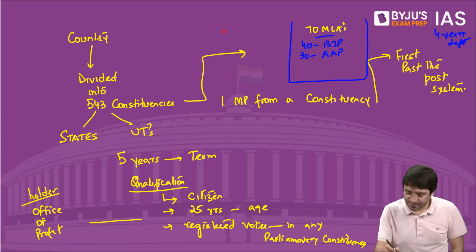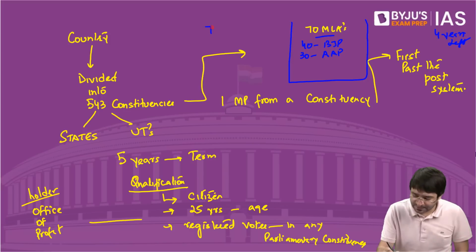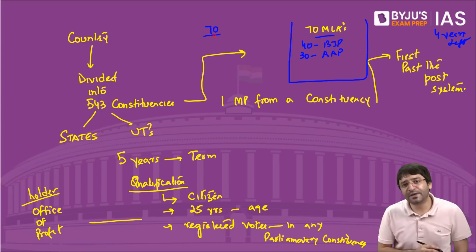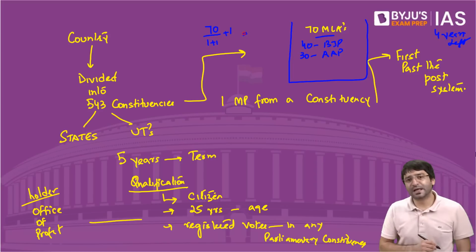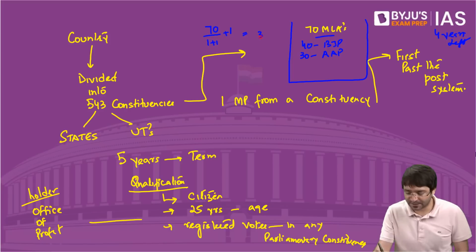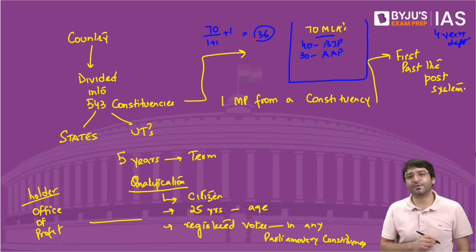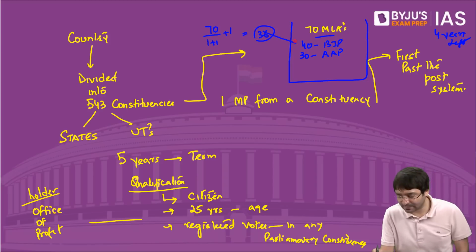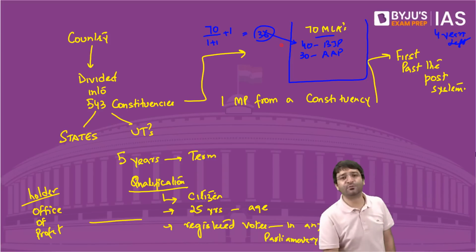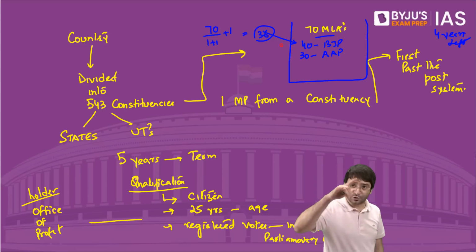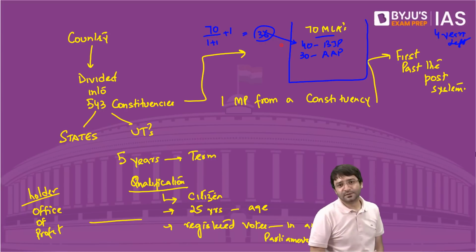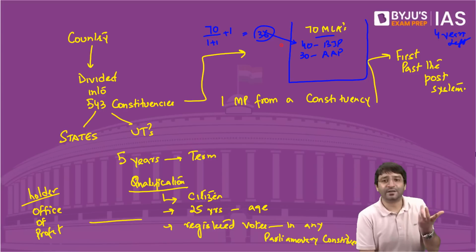How? Total number of MLAs, 70. How many vacancies do we have? 1 plus 1 plus 1. That means 70 divided by 2, 35. 35 plus 1, 36. Whoever gets 36 seats will be elected. That means the BJP candidate would be elected to Rajya Sabha from Delhi. Total number of MLAs divided by vacancies plus 1, plus 1. So you don't retire, you resign.